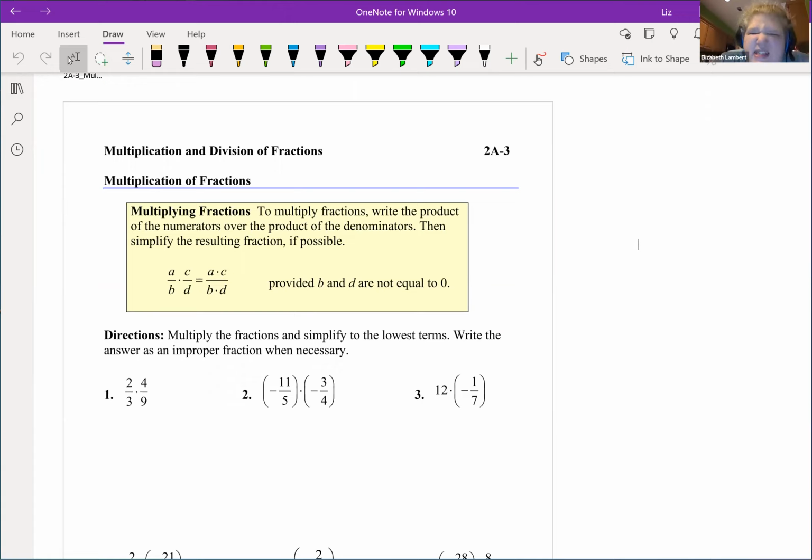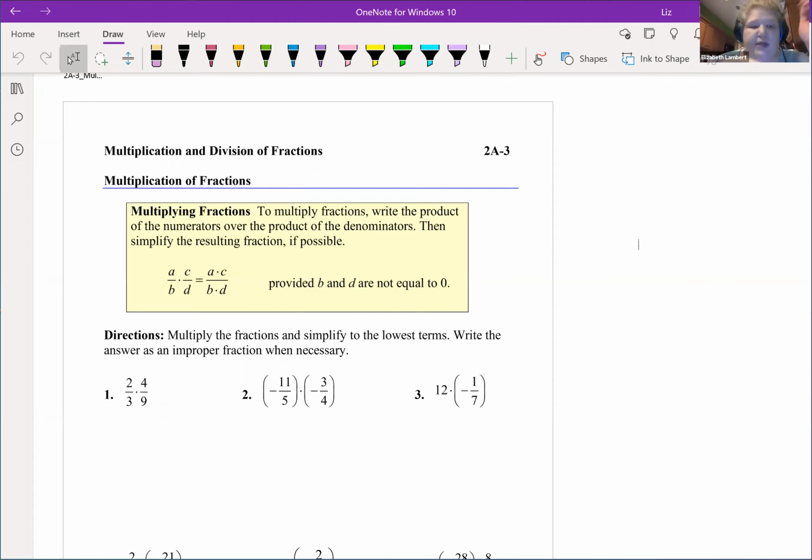Multiplying fractions, and we've hinted at this a little before, but here's our formal definition. To multiply fractions, write the product of the numerators over the product of the denominators. Yeah, that's fancy. Then simplify the resulting fraction. Because from here to the end of math, if you have a fraction, make sure it's reduced. Whether you leave it improper or mixed, if it's not a word problem, leave it however you want. If it is a word problem, the mixed numeral will probably make more sense.